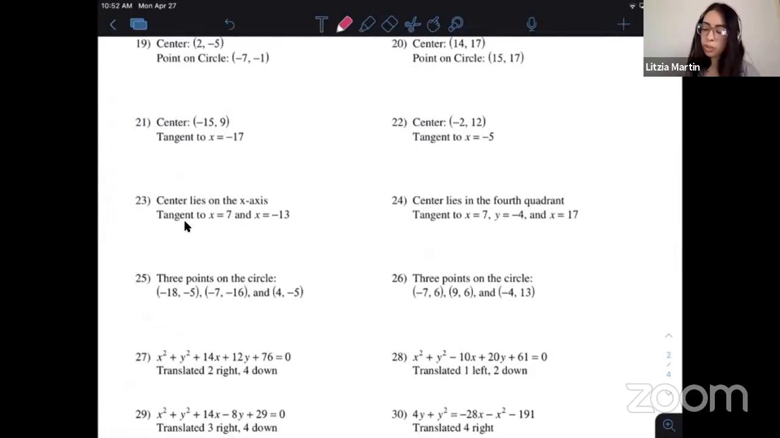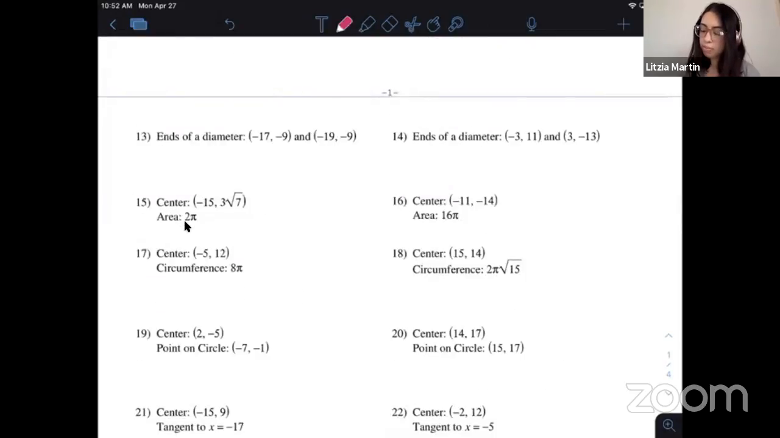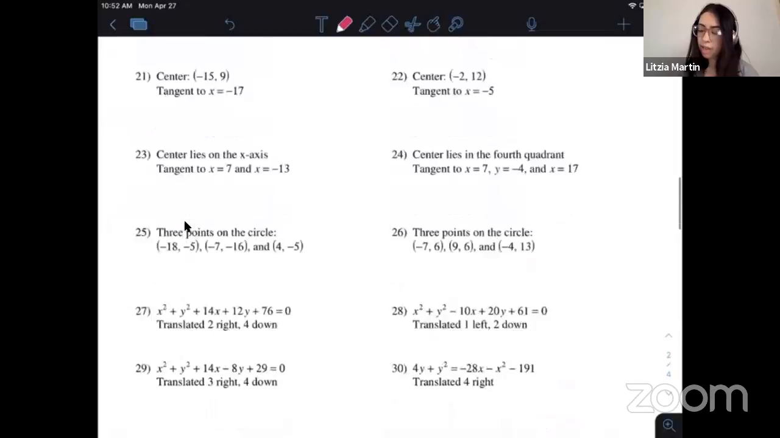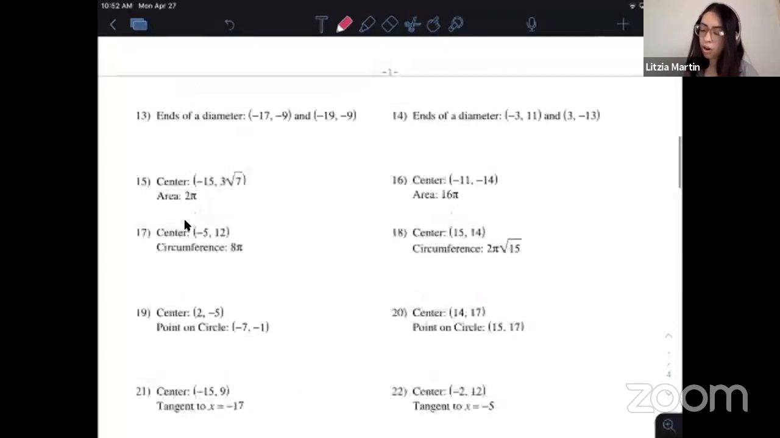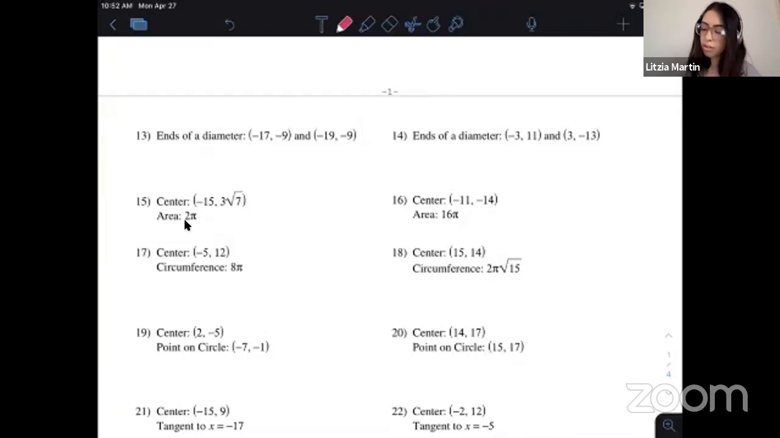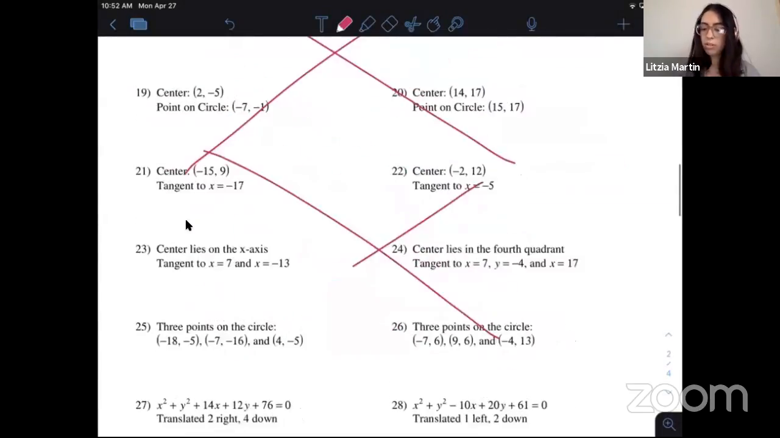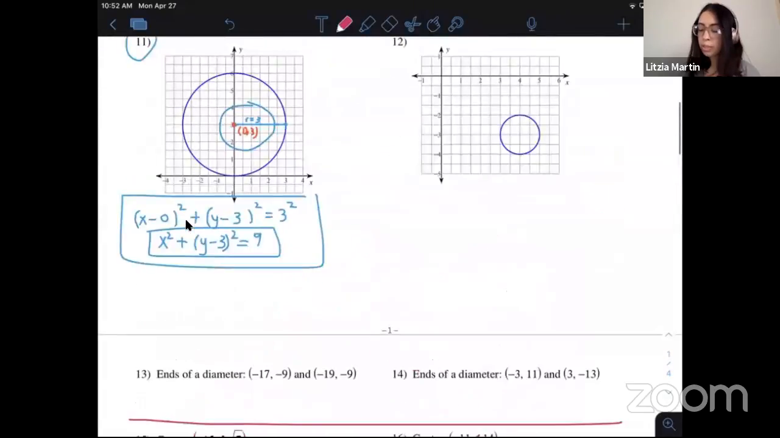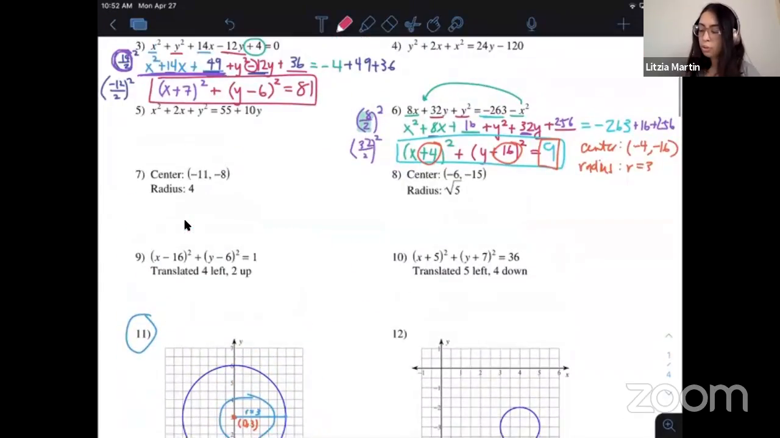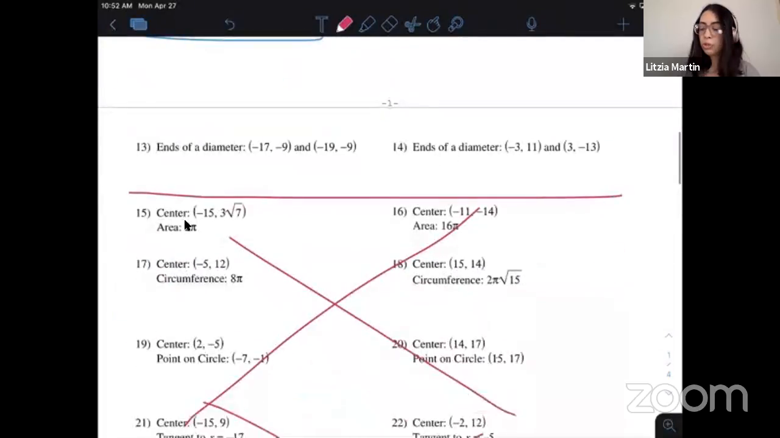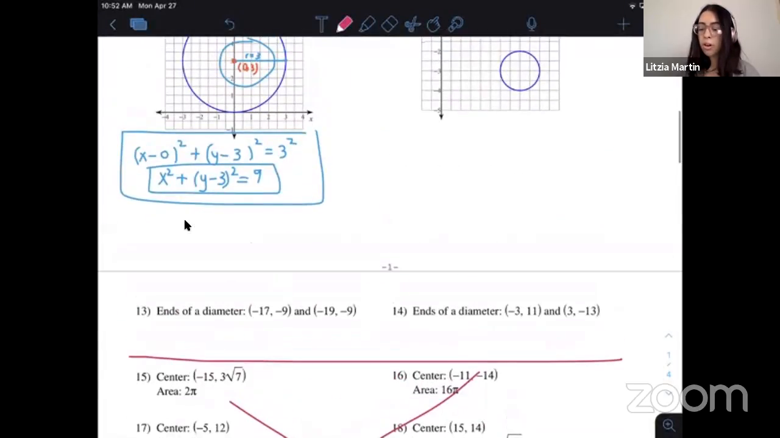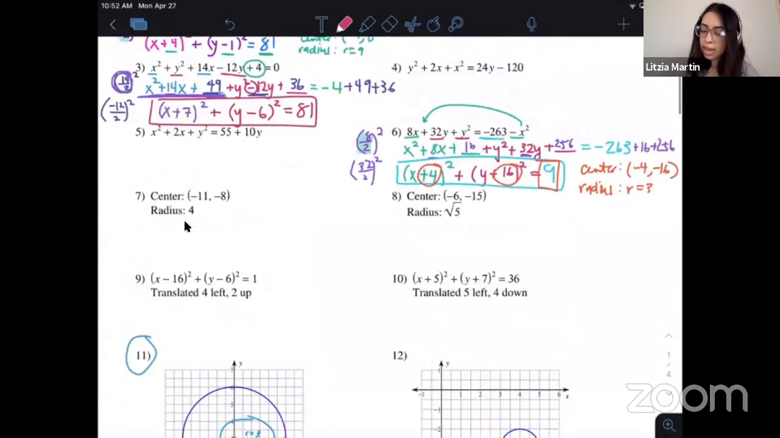Don't worry about those. We're not going to do any of these that have to do with the tangent or any of that. We're going to go as far as 13 and 14. So after that, don't worry about those. Cancel all that. So we're only going to be doing numbers 1 through 14. I'm going to let you start working on those on your own. 9 and 10, try those last. Don't worry about those.